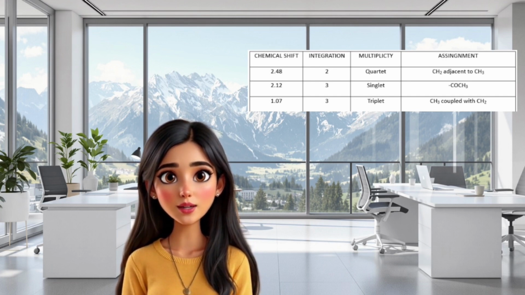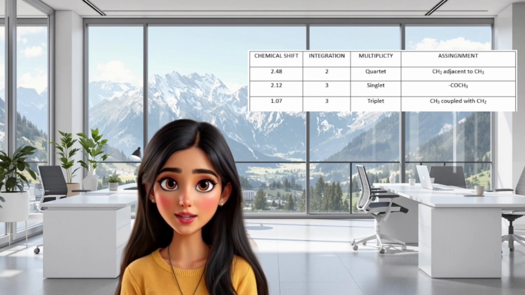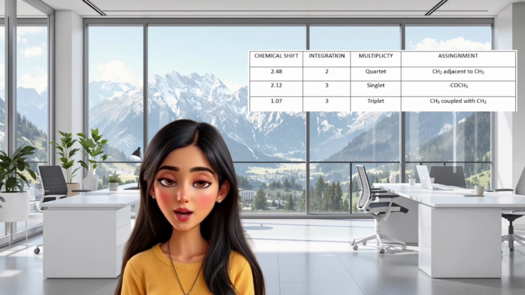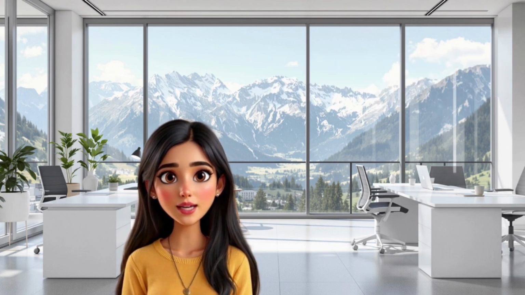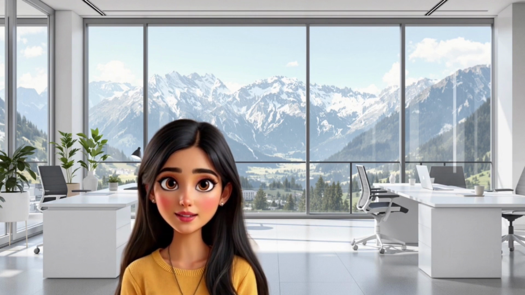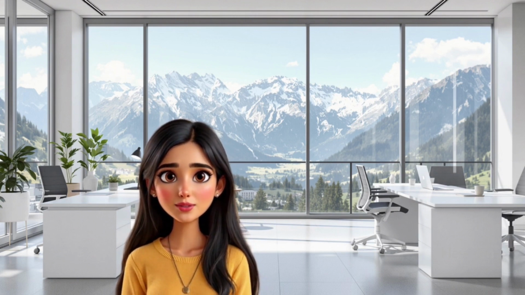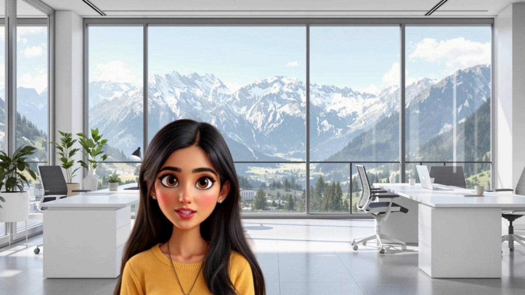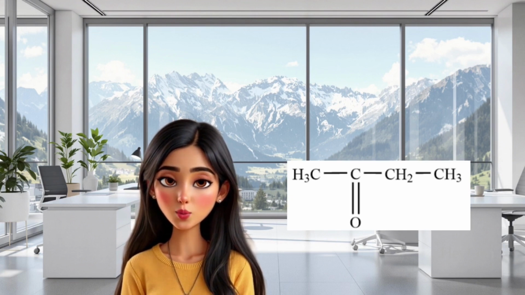Lastly, 1.07 ppm with integration of 3 and a triplet, which is assigned to a CH3 group coupled with CH2, indicating an ethyl group. By putting all this together, we see that the compound has 4 carbon atoms, a ketone group at carbon 2, and ethyl and methyl groups on each side. Based on both FTIR and NMR data, we conclude the structure is butan-2-one.